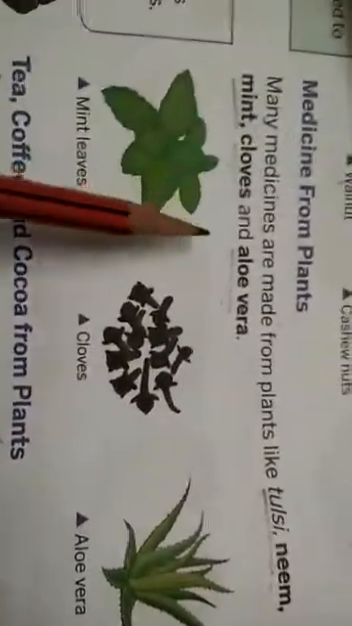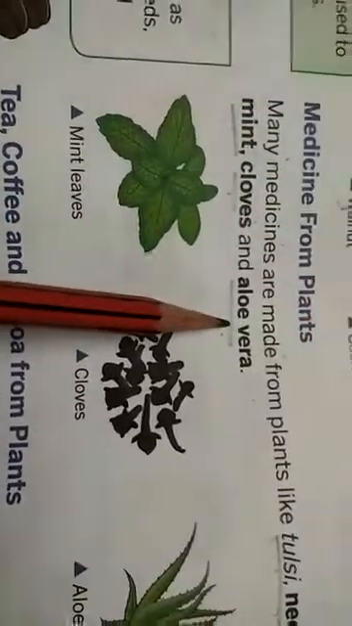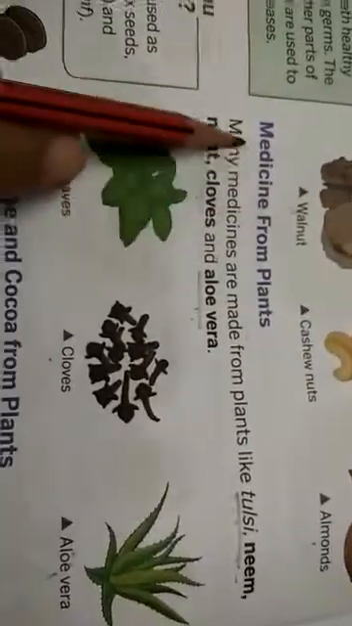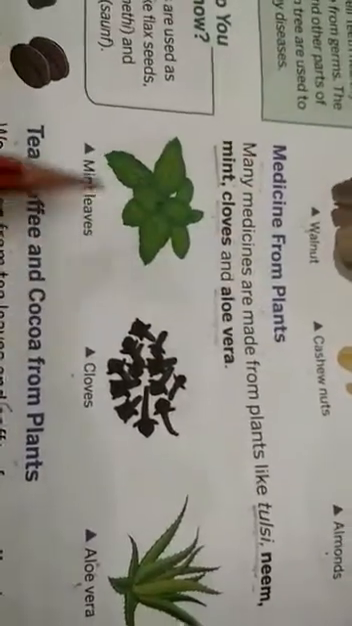Clove, we have seen it. This is clove. Yes, aloe vera you have seen. Everywhere it grows. This is the aloe vera plant. This is mint, which means pudina, clove is long, and this is aloe vera, which grows commonly everywhere in all the gardens. These are all important plants which give us medicine.